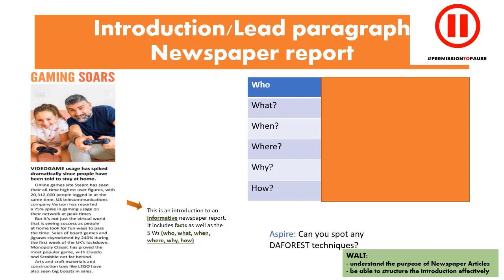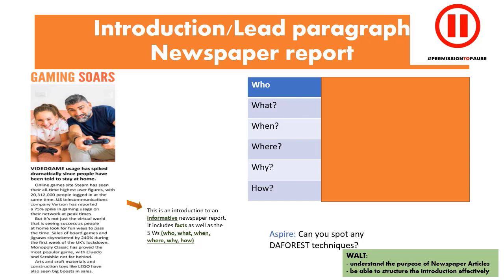So video game usage has spiked dramatically since people have been told to stay at home. Online game site Steam has seen their all-time highest user figures, so that's 20,312,000 people logged in at the same time. US telecommunications company Verizon has reported a 75% spike in gaming usage on their network at peak times.